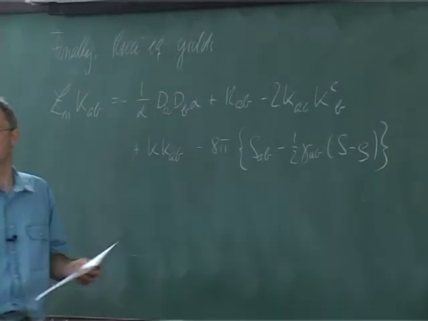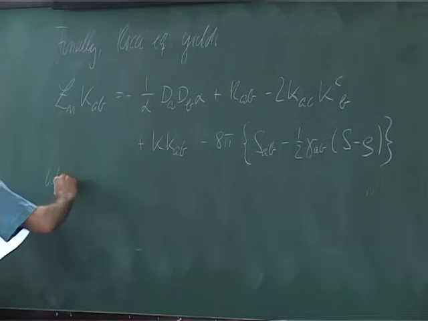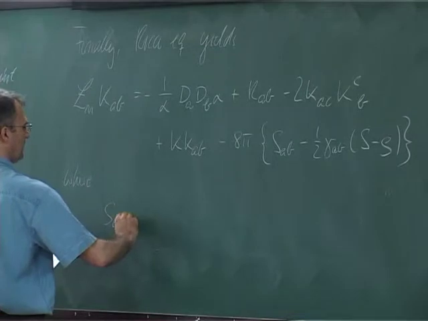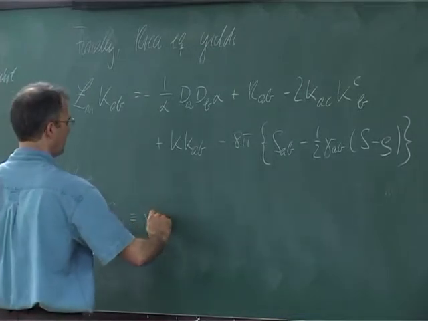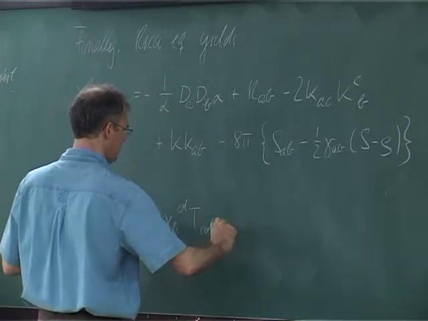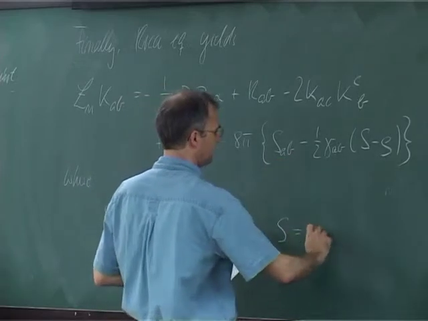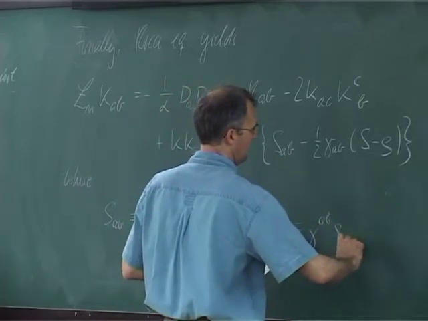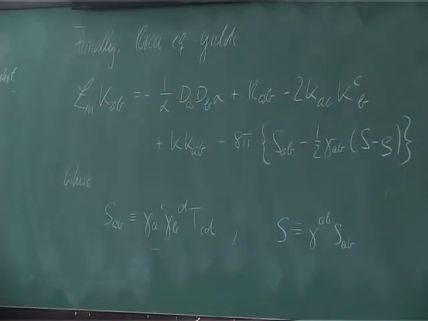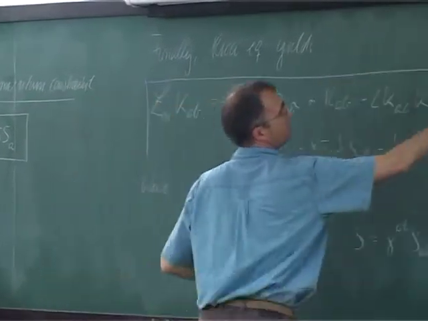These are the matter sources that we get from the stress energy tensor, and these are the stresses as observed by a normal observer. S_AB is defined as gamma_AC gamma_BD T^CD, and I've also defined S as the trace of that, gamma^AB S_AB. Out of fairness, we should put a box around this too. There we go.